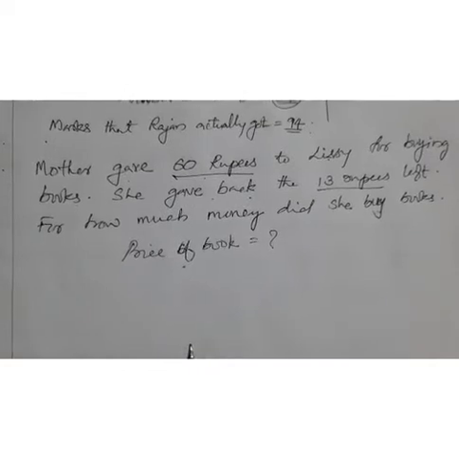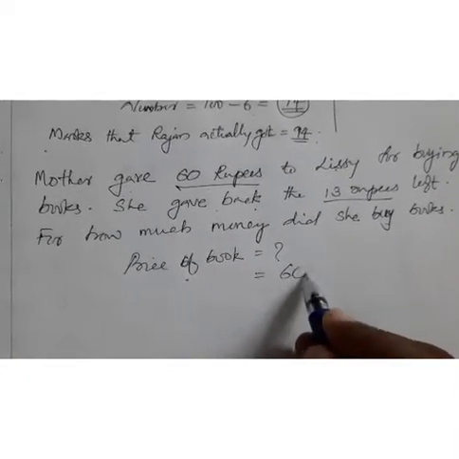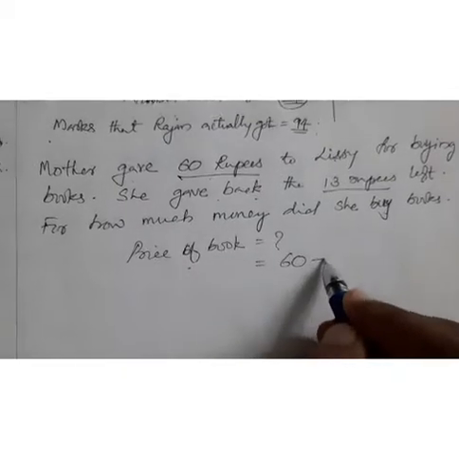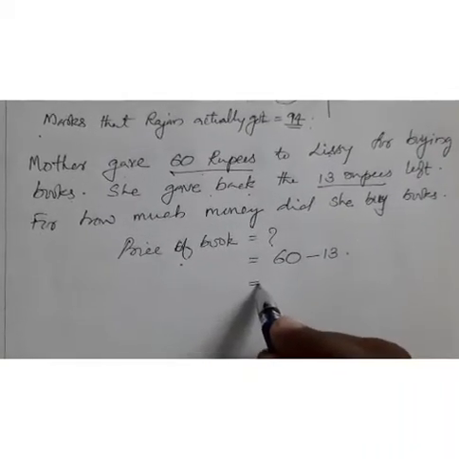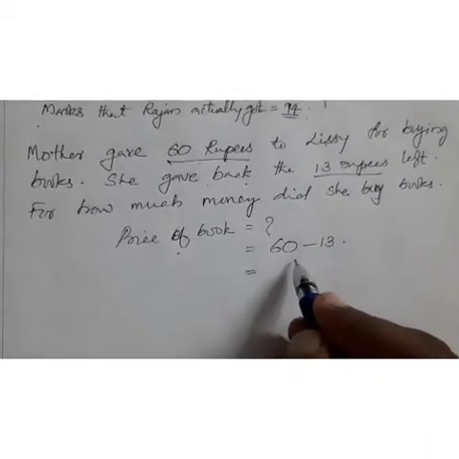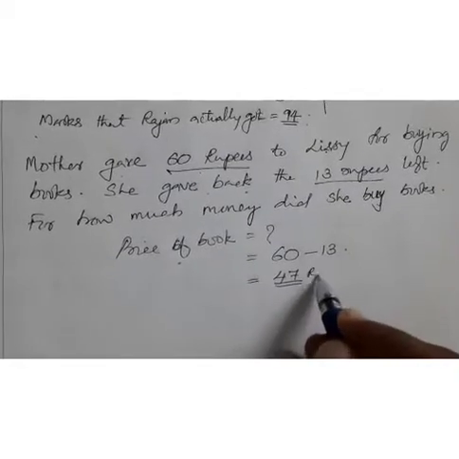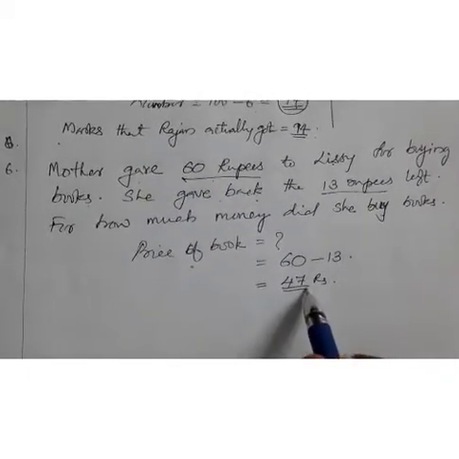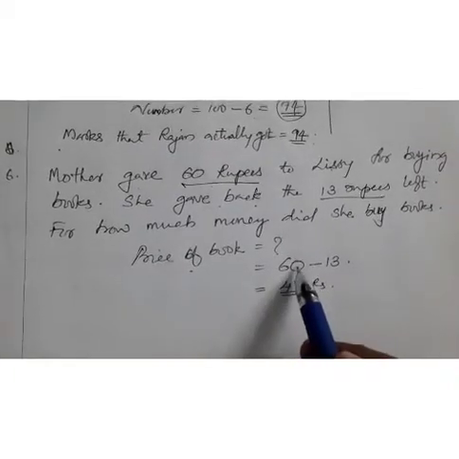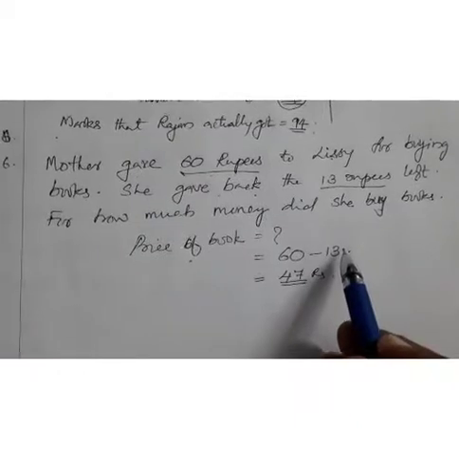How will you find out? How much did mother give? 60. How much is the amount left? 13. So what is the price of the book? Find out. 47 rupees. So the price of the book is 47, mother gave 60, and the amount left is 13.